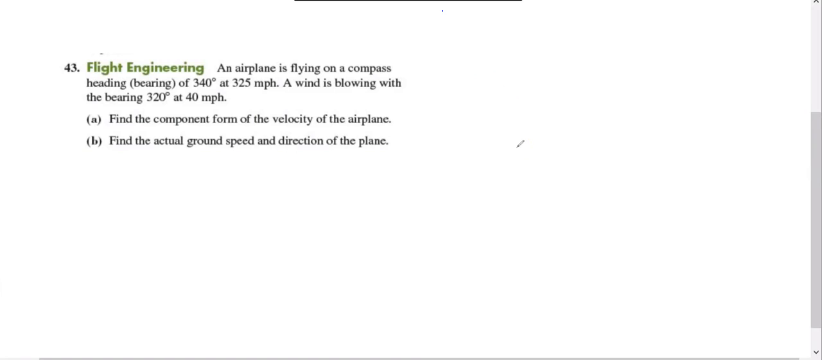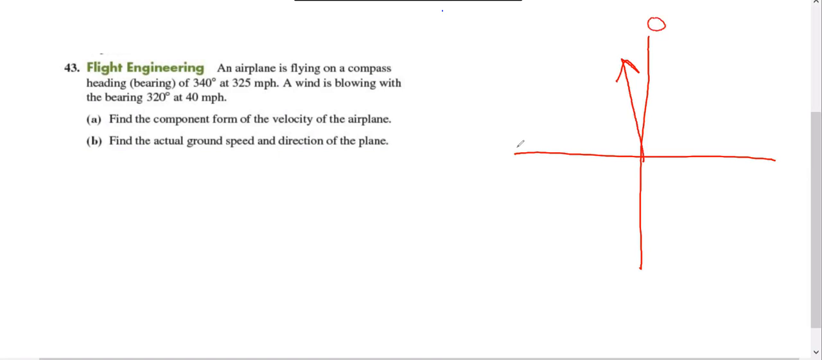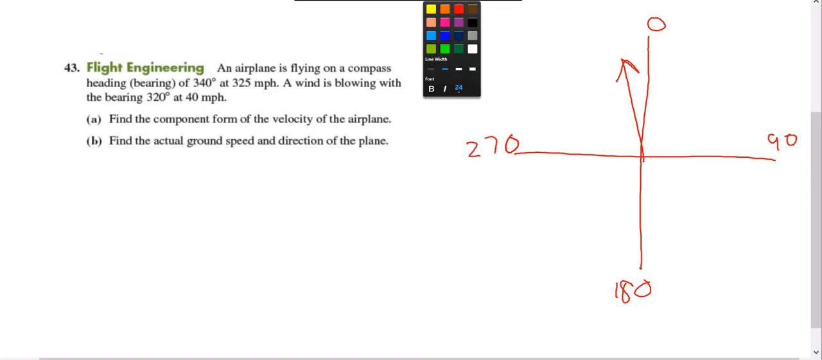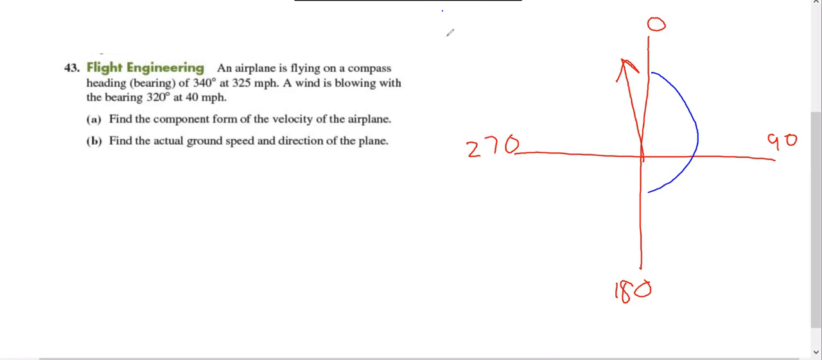All right, so the airplane is flying on a compass heading of 340 degrees. So compass heading 340, that's like this, right? You've got 0, 90, 180, 270. Do you remember the bearing scale? Vaguely, for the most part. So you're coming all the way around here for 340. Now, the length of the vector is 325.